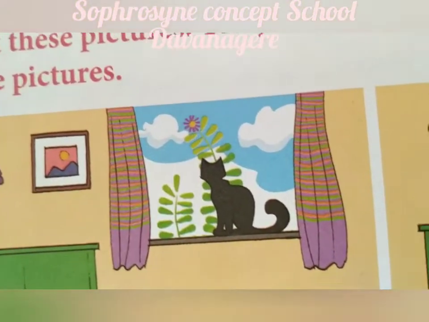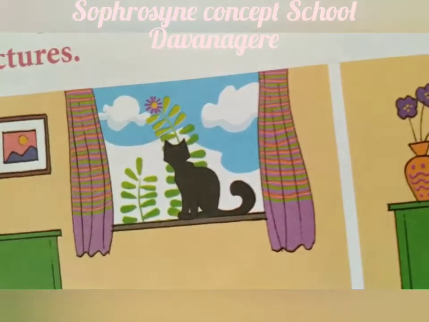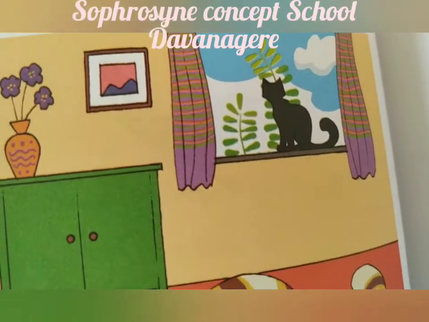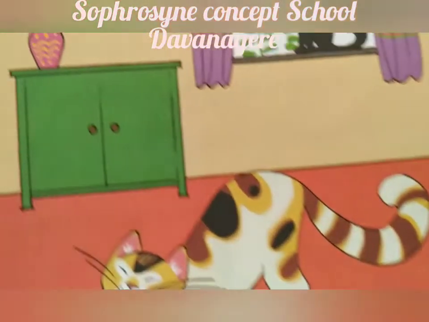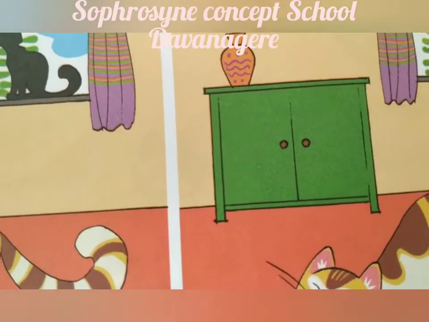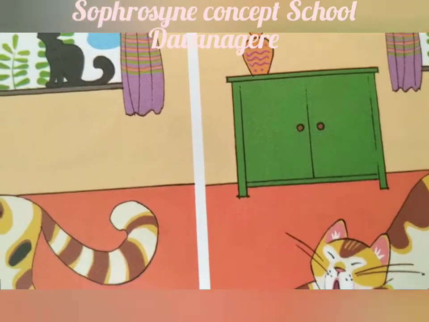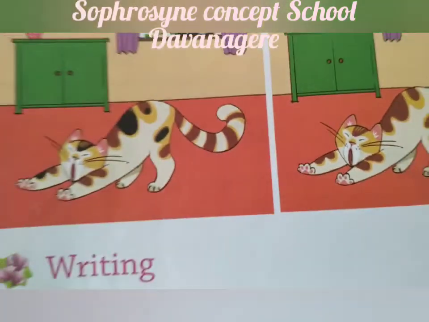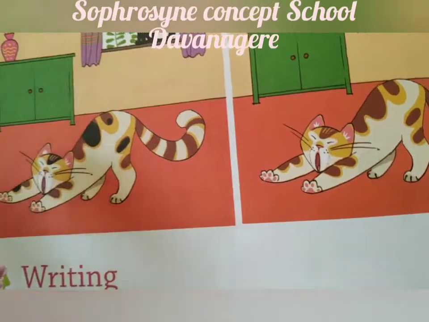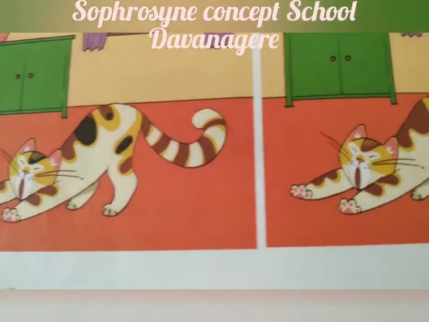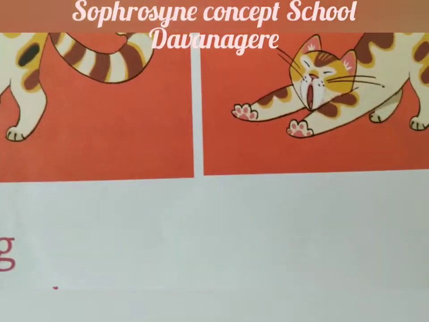Here, flower is there. And cloud, here two clouds. And here, only one cloud. And this pot is pink color. And this is little orange color. So, these are the six differences in these two pictures. And here for cat, here black stripes are there. Here no, only brown are there.